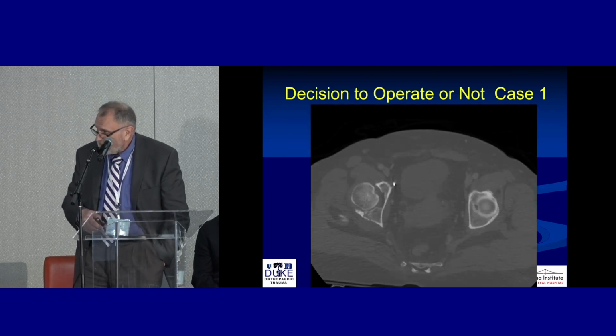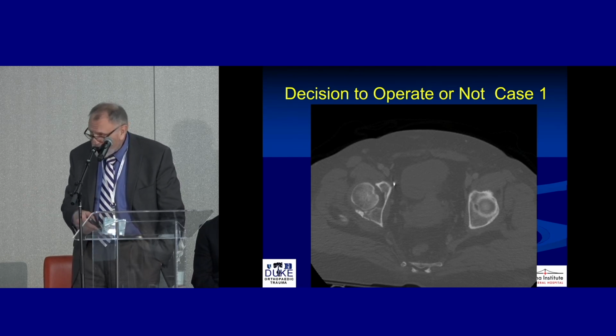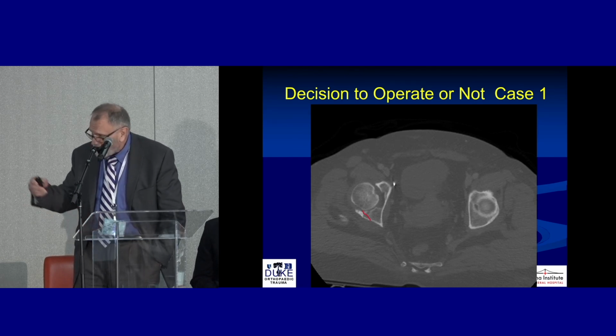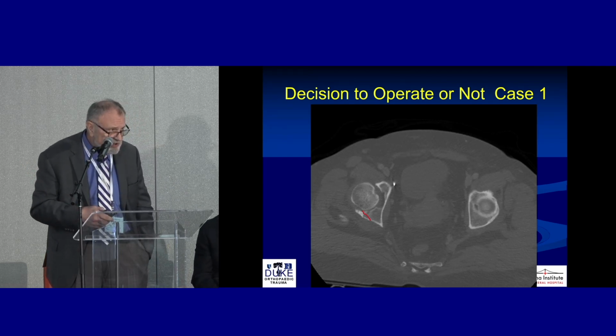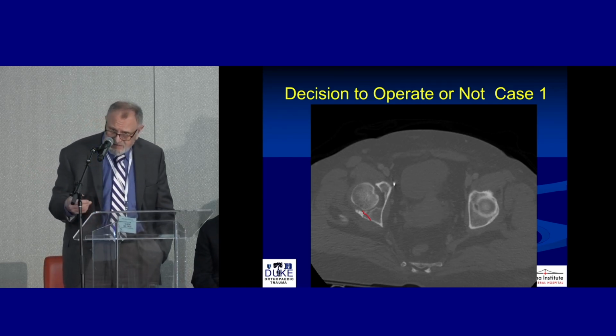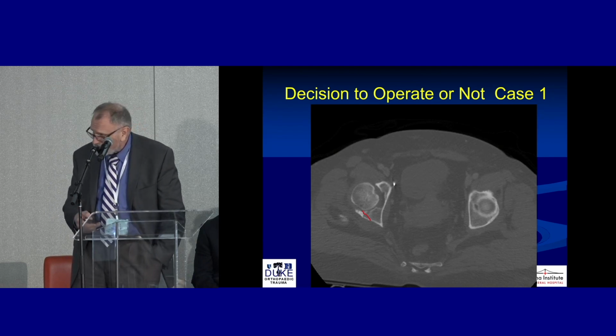So here's a first case, decision to operate or not. Here's a CT scan looking at this. If you look at it in the orientation of the fracture, the articular component of the posterior wall is kind of small. So you might say, maybe it's intermediate, should we or should we not be worried about stability?